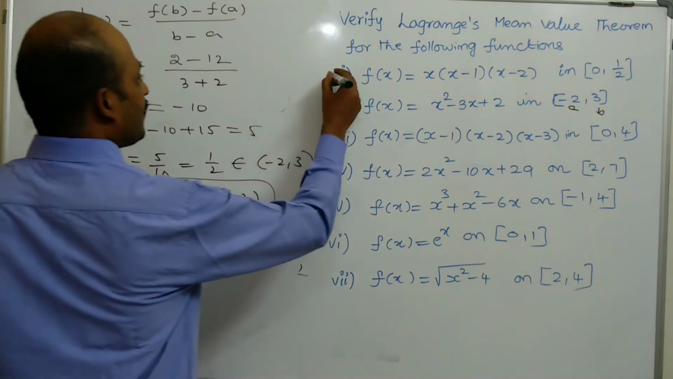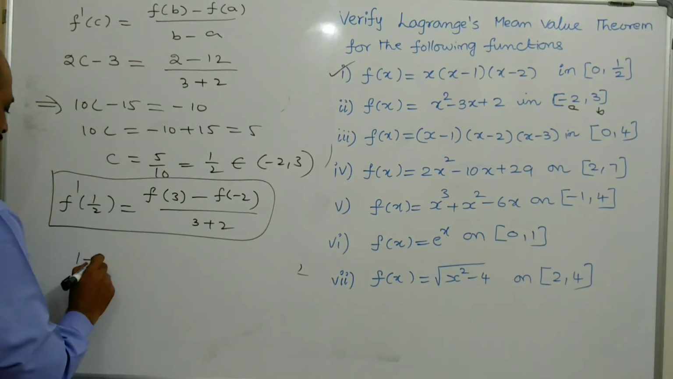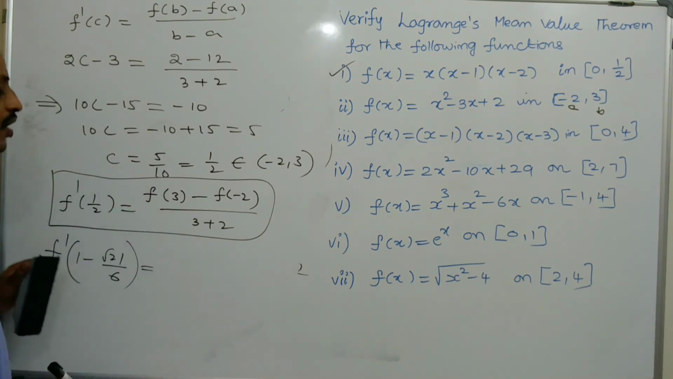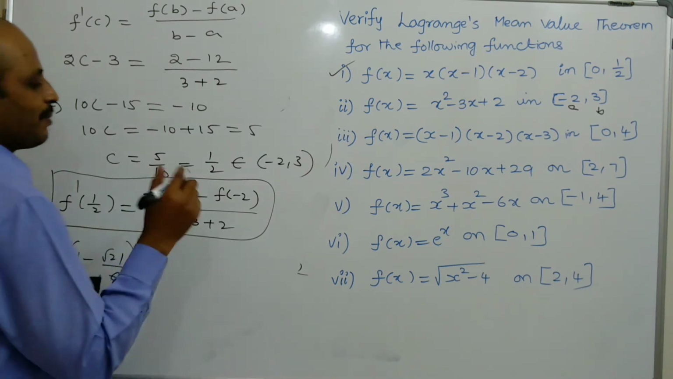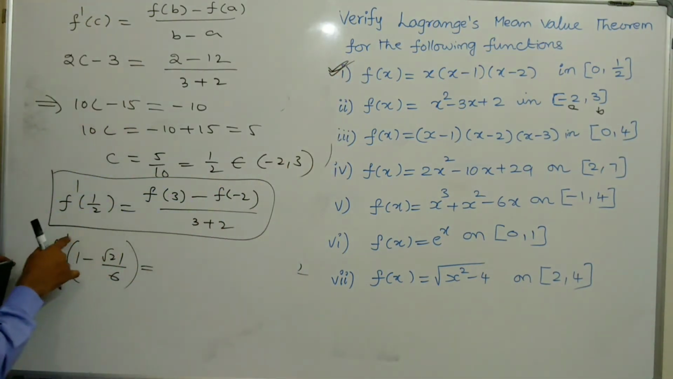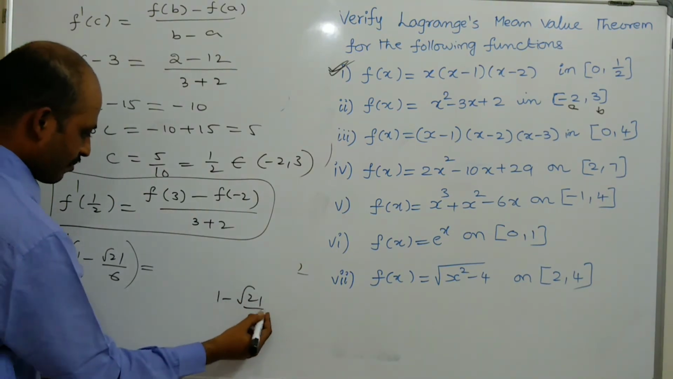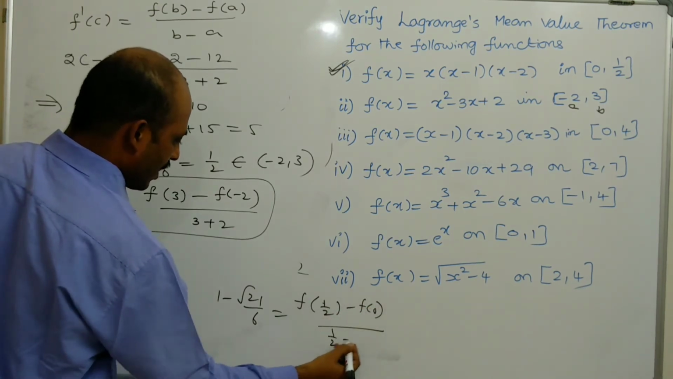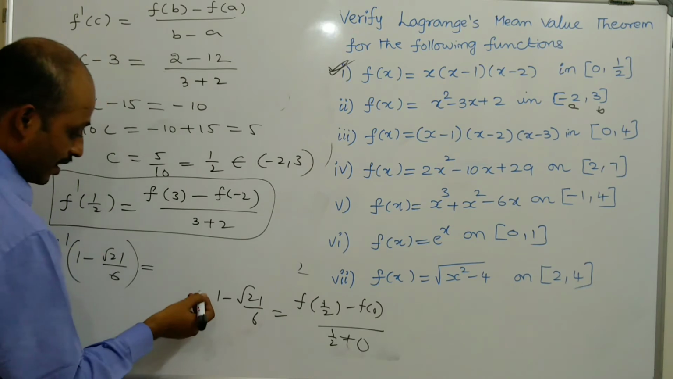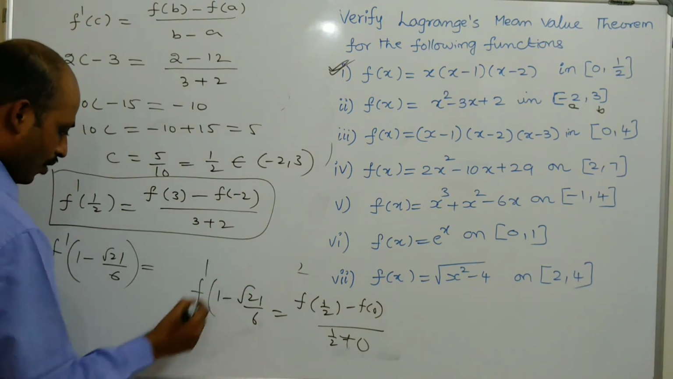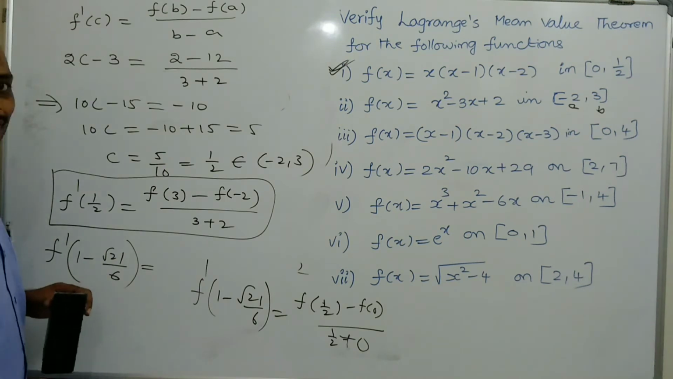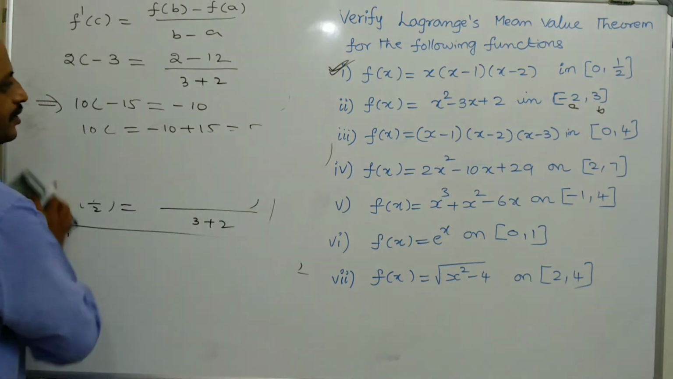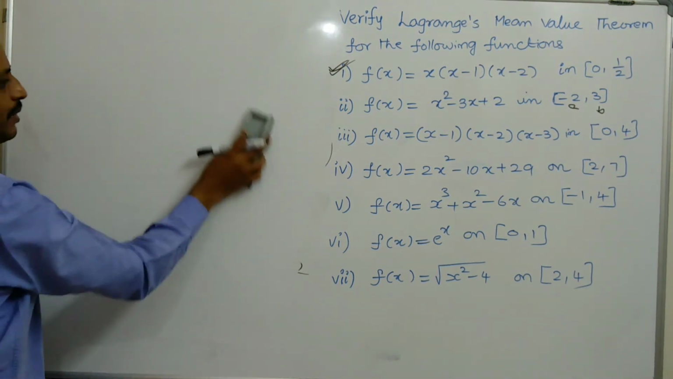Yes, please observe that in the previous problem we wrote that 1 minus root 21 by 6 is equal to f dash of 1 minus root 21 by 6. Please note that point. In the first problem we wrote that 1 minus root 21 by 6 is equal to f of 1 by 2 minus f of 0 divided by 1 by 2 minus 0. But not 1 minus root 21 by 6. You have to write f dash of 1 minus root 21 by 6. Please make a note. So observe that, and you observe that the remaining problems are the same.